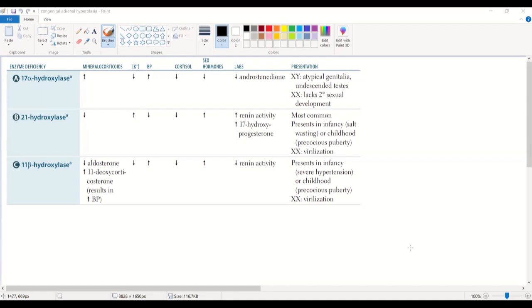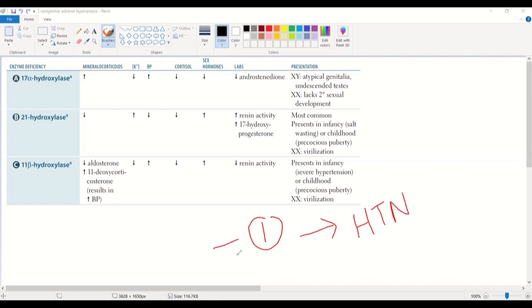These are some rare disorders of congenital adrenal hyperplasia, right? Sometimes they cause hypertension. There is a general rule: if the deficiency starts with 1, it will lead to hypertension.